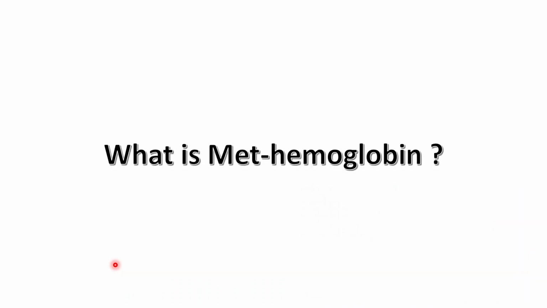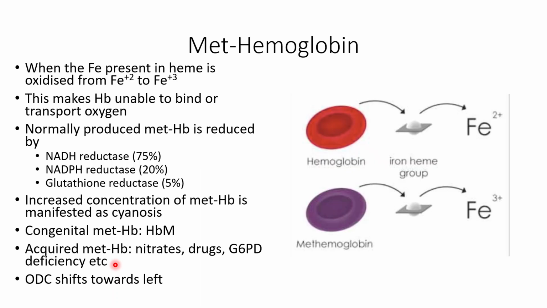Now coming to the next one, which is methemoglobin. So what is methemoglobin? Methemoglobin forms when the iron present in the heme is oxidized from the ferrous form to the ferric form. We know that hemoglobin consists of heme and globin, and heme has iron at the center. What is the valency of iron? It is the ferrous form, Fe+2. Now, if that Fe+2 undergoes oxidation, a loss of an electron takes place and it becomes Fe+3. When this Fe+3 occurs, it is known as methemoglobin.